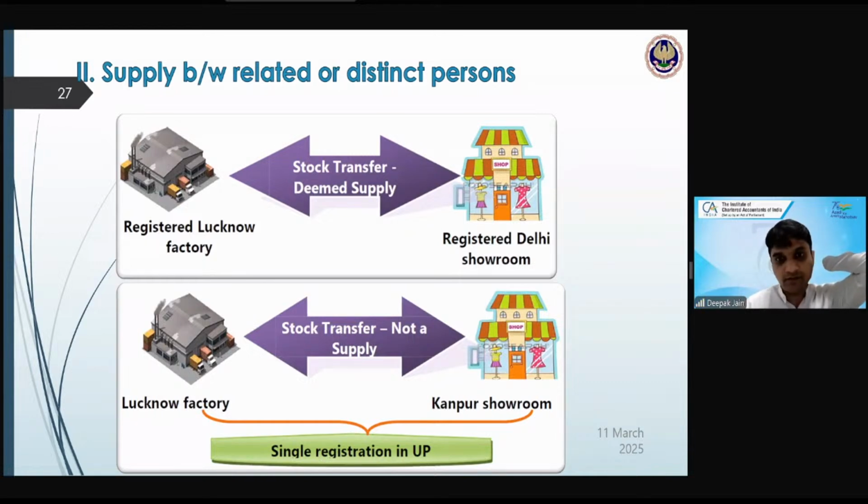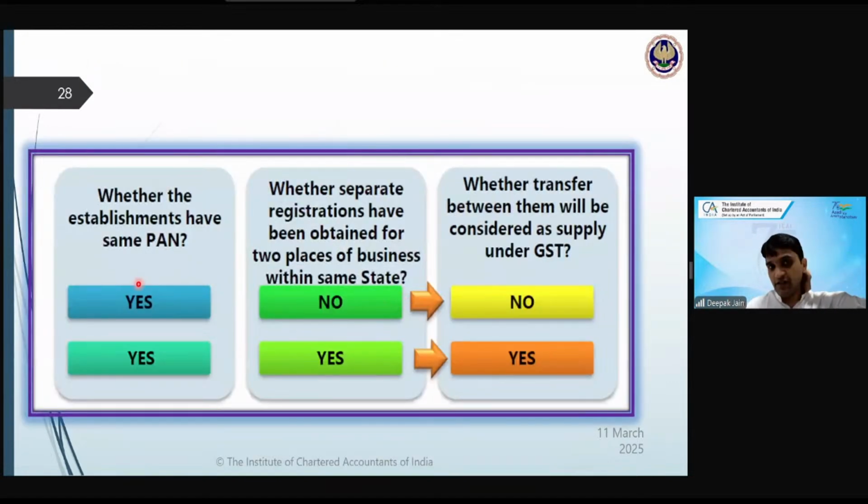Clear? So, whether establishments have the same PAN? Yes, they have the same PAN. Whether separate registration has been obtained for two places within the state? No. Then whether a transfer between them will be considered as supply? No, because they have not taken separate registration.